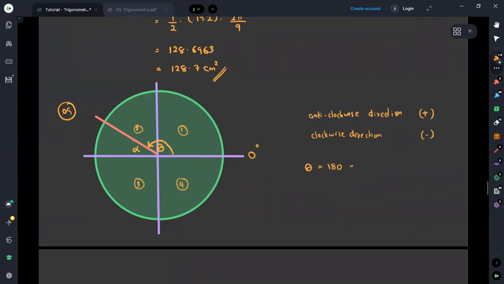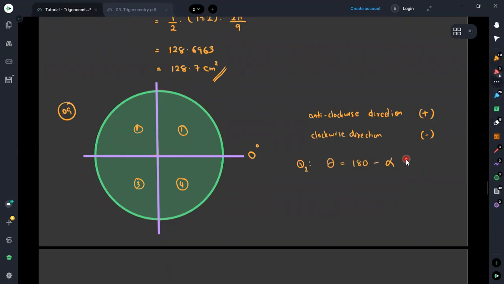Now, if it is in quadrant number 2, the associate acute angle is alpha. If I again write down the value in the quadrant 2, it was identified in Q2, theta was equal to 180 degrees minus alpha.